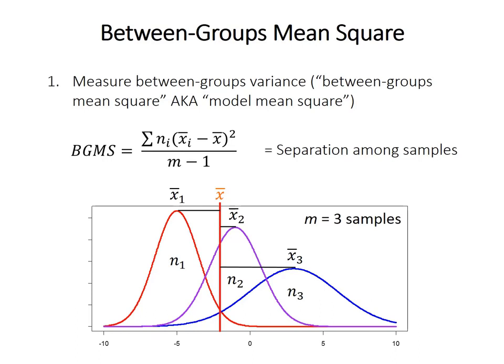So this measures the separation among samples, with the idea that all samples should be close to each other, and therefore close to the overall mean, if they did in fact come from the same population.